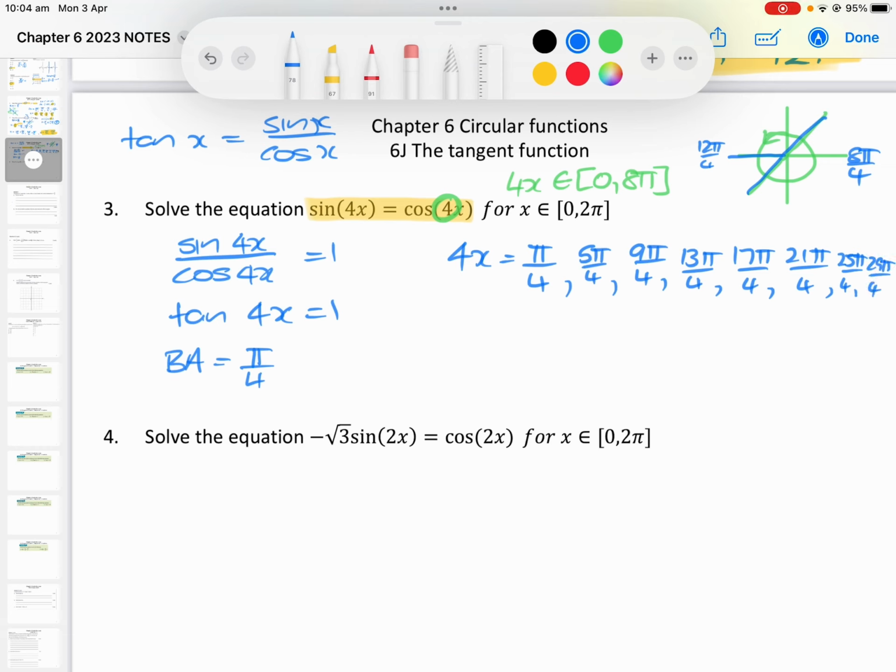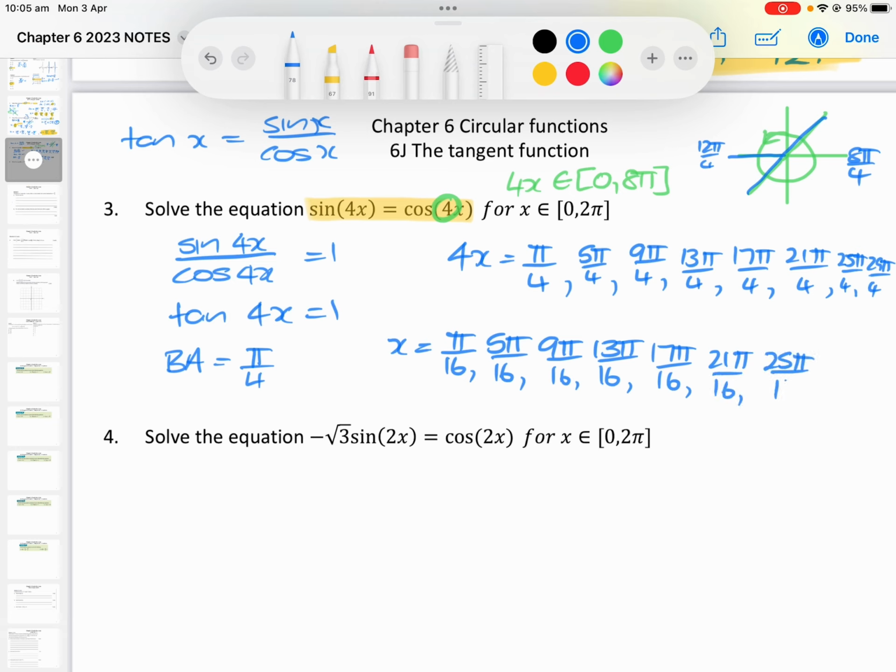So there's a lot. Now I have to divide everything by 4 to get x on its own. So I get pi on 16, 5 pi on 16, 9 pi on 16, 13 pi on 16, 17 pi on 16, 21 pi on 16, 25 pi on 16, and 29 pi on 16. And thankfully none of those cancel down. So that is my answer. And just remember, if we've got this 4 here, we do 4 laps, or we think of our changed domain.